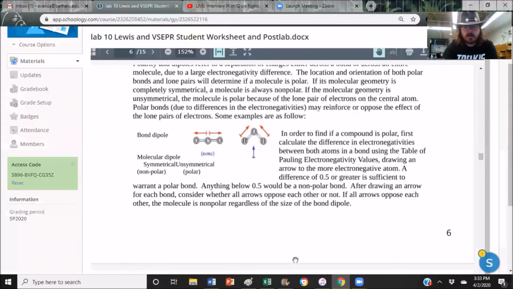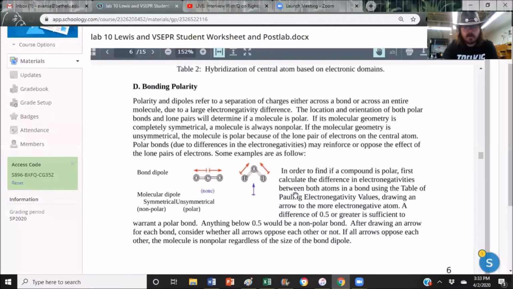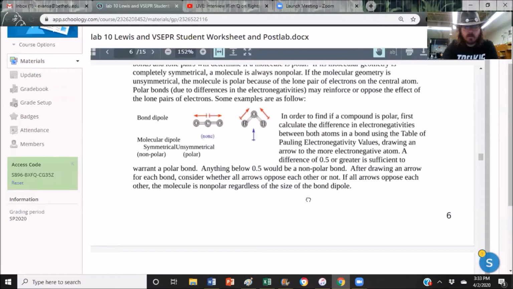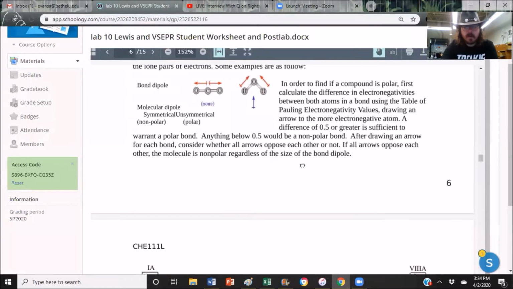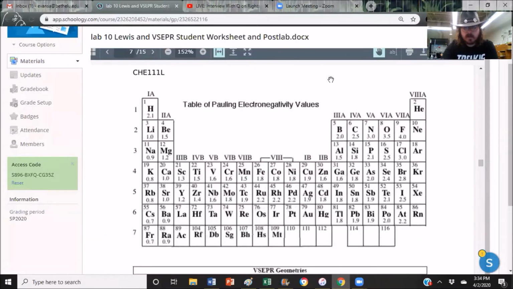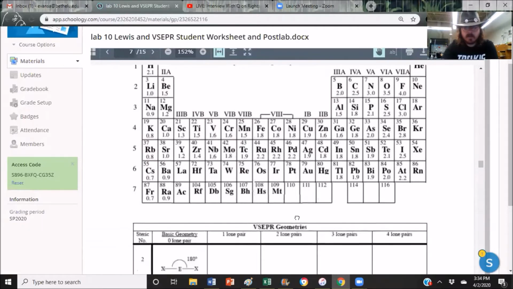There's one on bond polarity right here, talking about whether we have polar or non-polar, how equal and opposite cancel out. You also look at electronegativity. Electronegativity, you have to compare electronegativity between 2 atoms to see whether it is a polar bond.